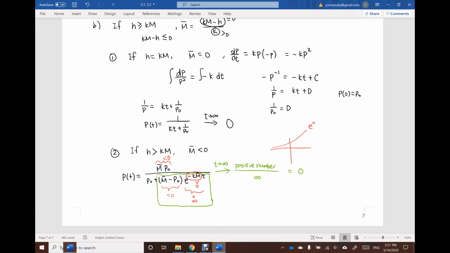So if we remove a lot of fish from the lake, then the lake will eventually be fished out, which makes sense, right? Okay, so that is session 2.1 and 2.2.